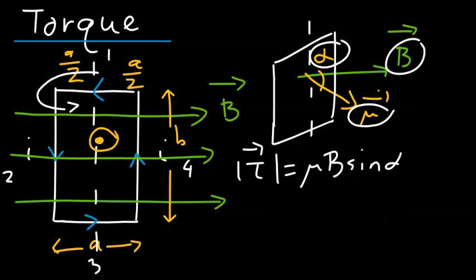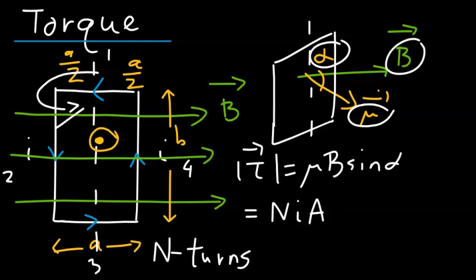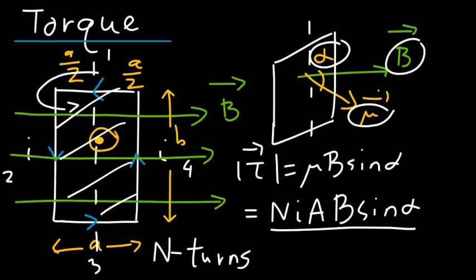If, let's say, the loop has N turns instead of just a single turn, then the magnitude of the torque can be written in the following manner. So mu is quite simply N times I times A, which is the surface area of the loop, B is the magnetic field, times sine alpha. Alpha is the instantaneous angle of the loop, the angle between the magnetic moment and the magnetic field, that is.